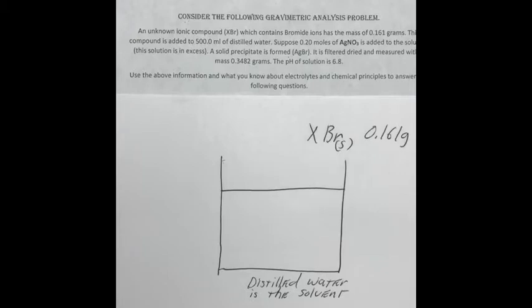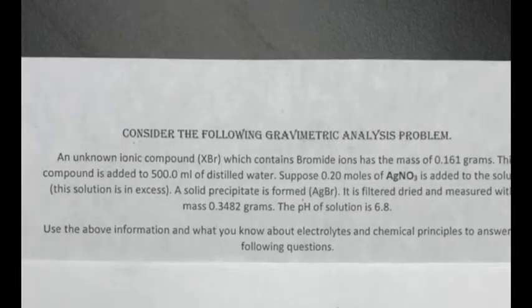So let's read the question. We've got an unknown ionic compound. We'll call that XBr. It contains bromide ions and has a mass of 0.161, that's in grams. This compound is added to 500 mL of distilled water. Suppose 0.20 moles of silver nitrate aqueous is added to the solution. We're going to add this in excess.